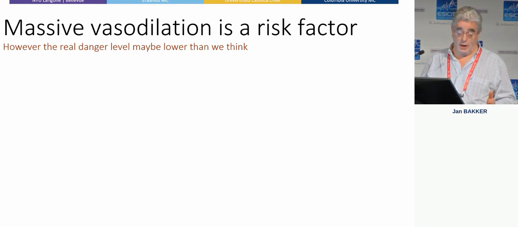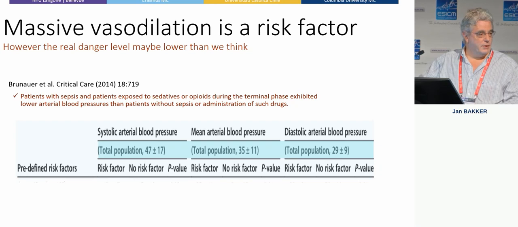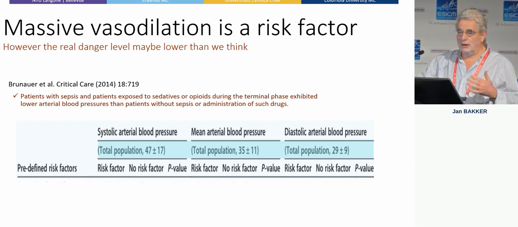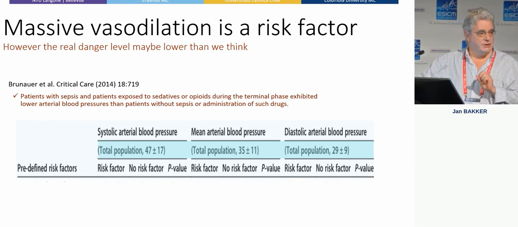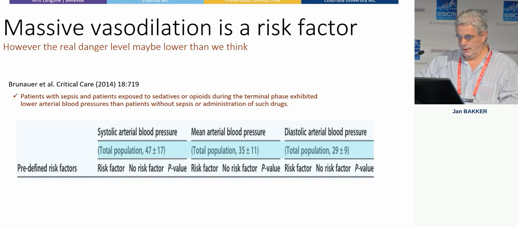you might be surprised. The group from Austria did an interesting study to try to get to the bottom of all of this. It's, of course, retrospective. What they did is they measured the blood pressure and the changes in blood pressure in patients that rapidly died, and assessed the blood pressure at the start, just before circulatory arrest.